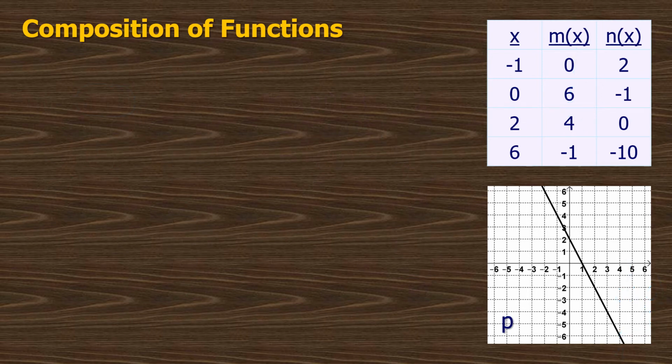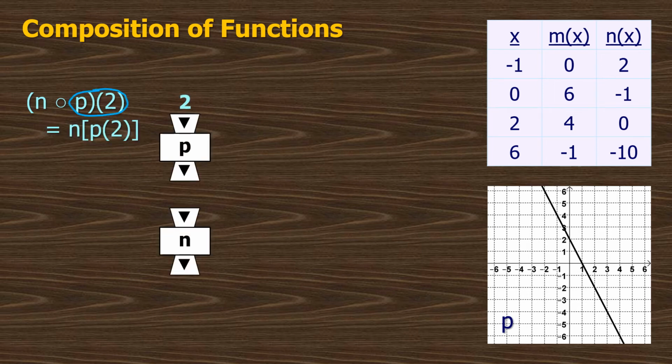Let's do one more example of this type in which we compute n of p of 2. We'll use our little visual trick to remind ourselves we need to compute p of 2 first. Since p is represented by a graph, we'll go to where x equals 2, we'll find the height, which happens to be at 2 comma negative 2, so our height is negative 2, and so p of 2 works out to be negative 2. And that's the number we need to plug into n.